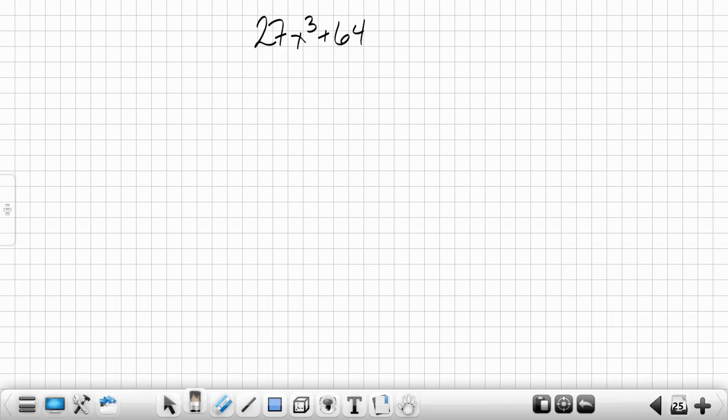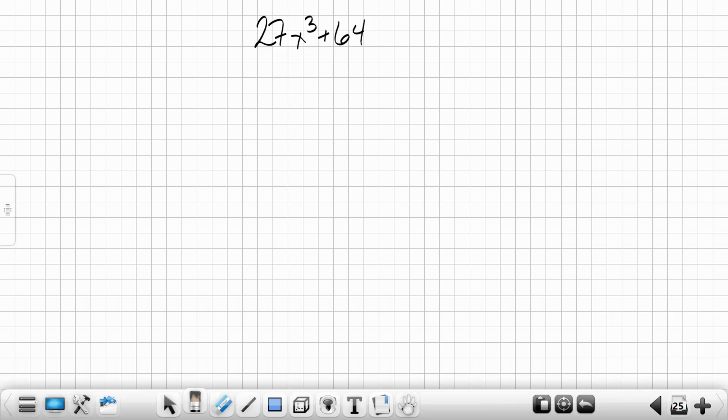Sum of two cubes. What tipped you off, Michael? The 3. And what else? Well, and it's adding. Those are the only two things I'm looking for as the tip-off. Okay? Cubed and adding. Sum of two cubes. So now we have to make sure that they are cubes. Is 27x cubed some item cubed? What would give me 27x cubed if I cubed it?